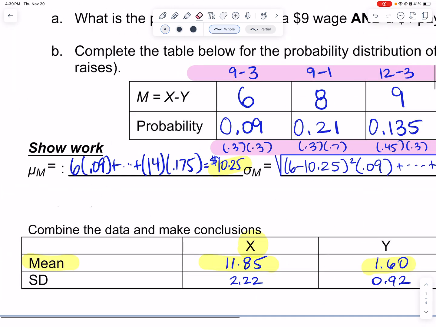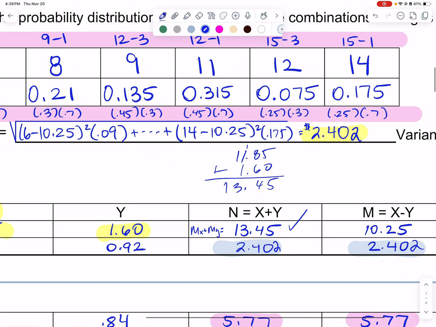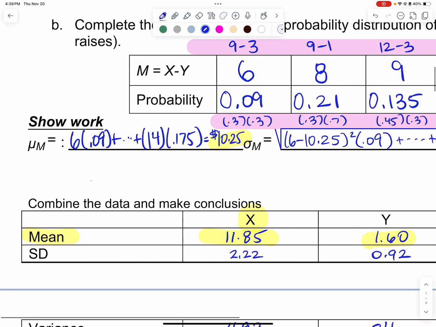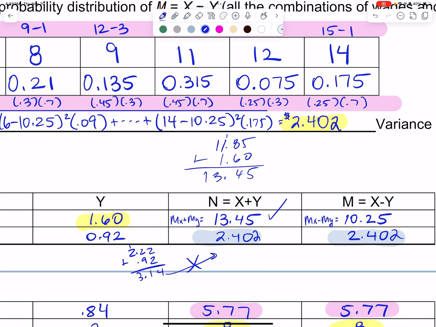So what I've noticed so far is that with the means, it's easy. I add the means: this is mean of X plus mean of Y, and this is mean of X minus mean of Y. Let's see if it has the same pattern for standard deviation. Standard deviation, 2.22 plus 0.92 is 3.14. And it is definitely not that. The only thing I notice is that adding or subtracting gets me the same, but I don't know how to do that, so I'm just going to put it aside for a second.